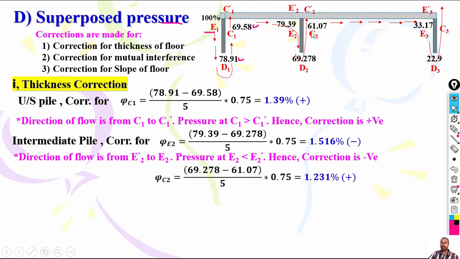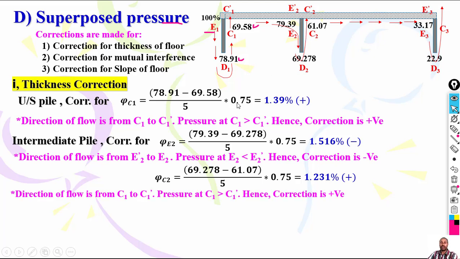Then phi C2, again on the back side, the flow is going in this direction, from C2 to C2 prime. Since the direction of flow is from C1 to C1 prime, the pressure at C1 is more than at C2. This is just 2, and this is again 2. So the pressure at C2 and C2 prime, hence the correction is positive.